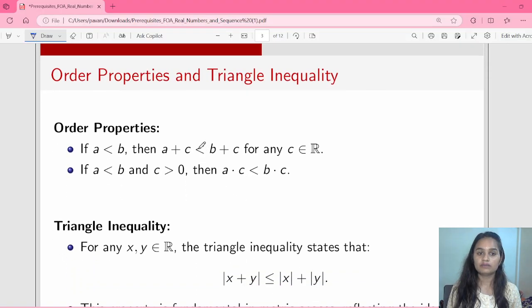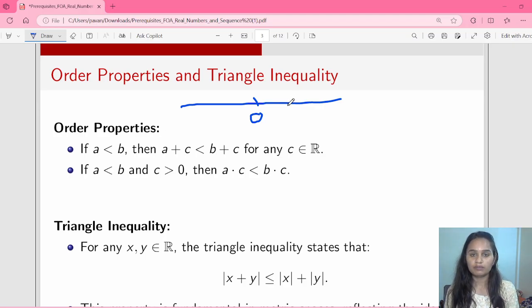So we have some order properties in our real numbers. You know, in the line of real numbers, order matters. Every element has some order. Every number is greater than or equal to some number or less than or equal to some number. So we can compare the real numbers. These are called order properties.